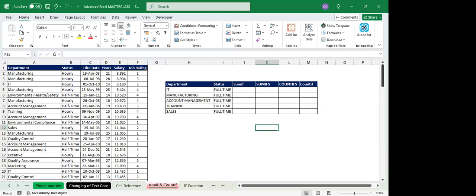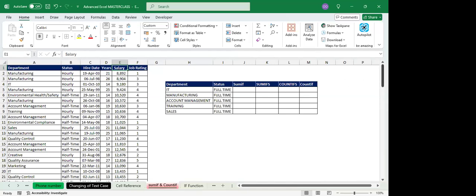This is the salary. This is a set of employees, right? I only have their department, the job status, the hire date, the years, the salary, and job rating. That's all I have here, right? Now, we'll be talking about several departments: people in manufacturing, people in IT, people in environmental health and safety, people in account management, training department, and all of that. And this is their salary, all of them.